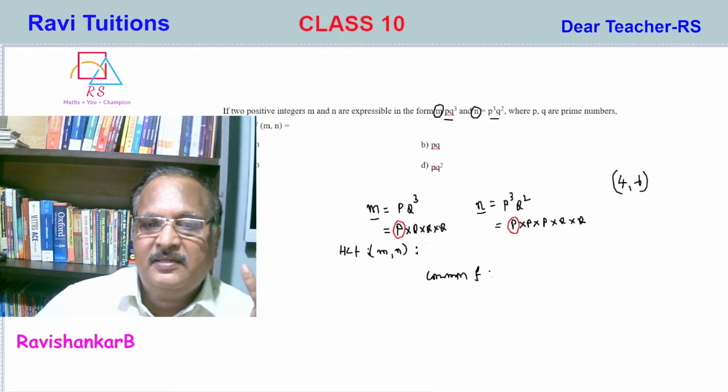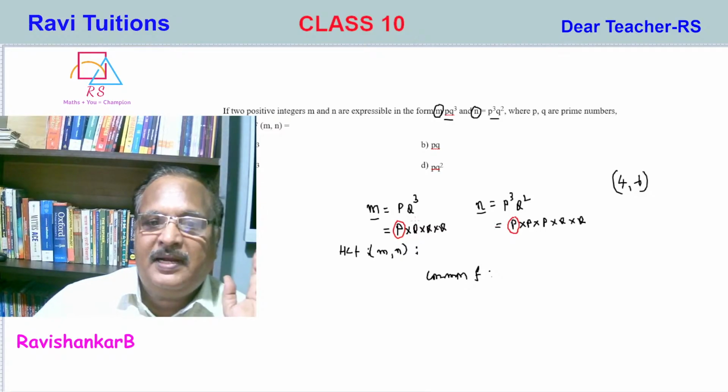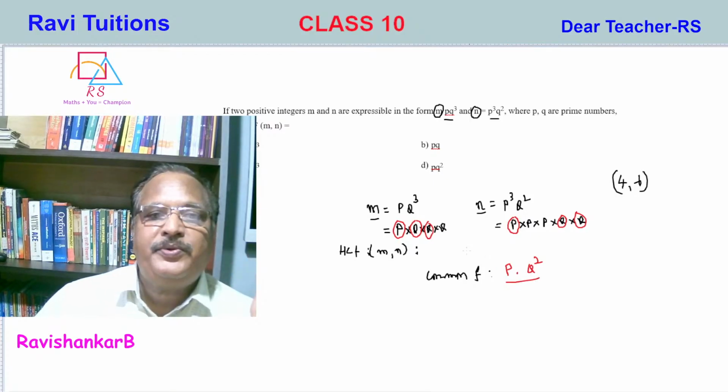There is no p here in the m, so only one p is common. Now let us go to the q. One q is common. Here also one q is common. One more q is also common. One more q is also common. So common factors are p is one factor. There are two q's. That means q square is one more factor. So the HCF is p into q square.